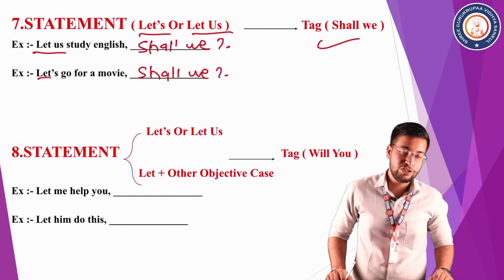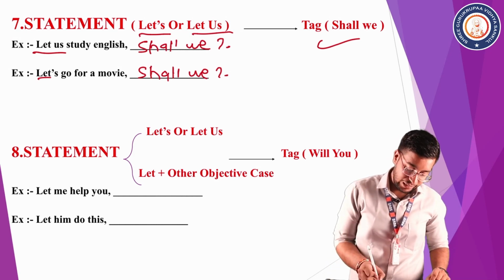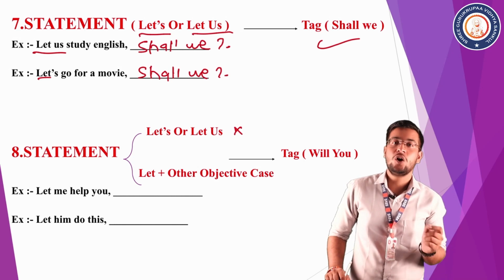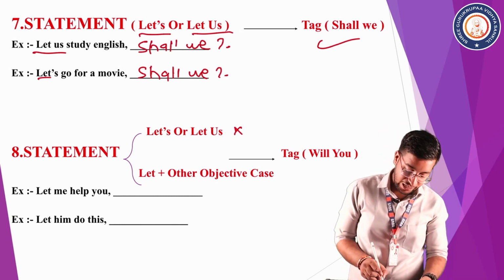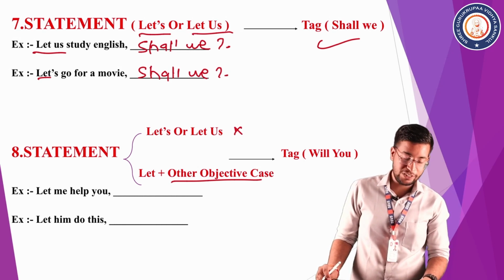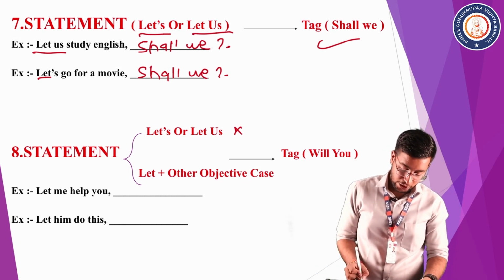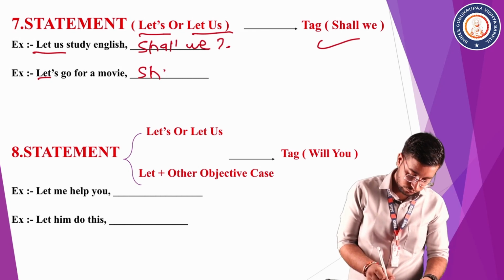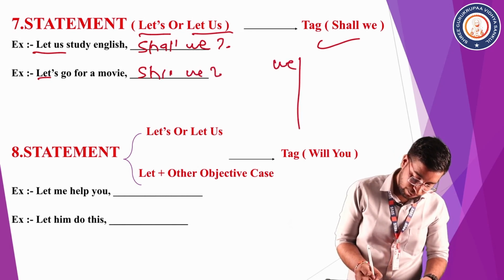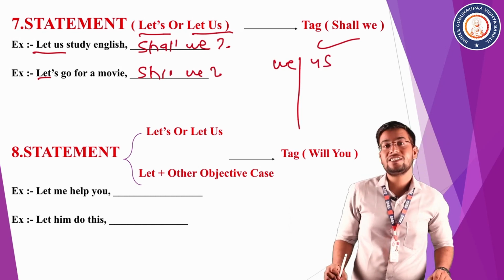Now let's move to another rule. Our eighth rule says, if our statement is not beginning with let us or let's, but with another objective case. I think you are aware of the subjective case and objective case. If not, let me explain briefly. For example, we is the subjective case and its objective case is us.